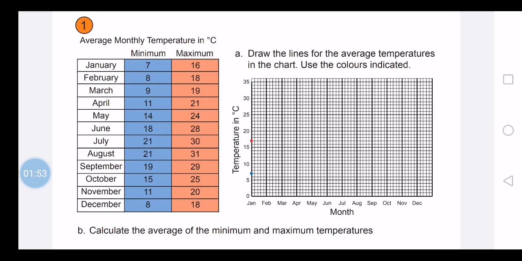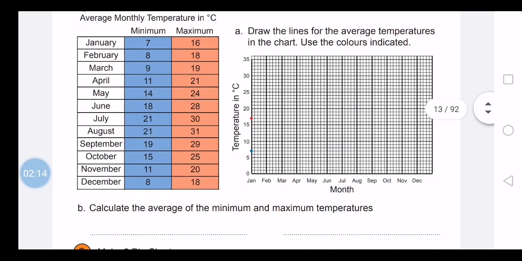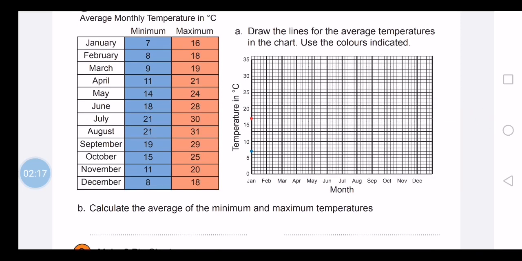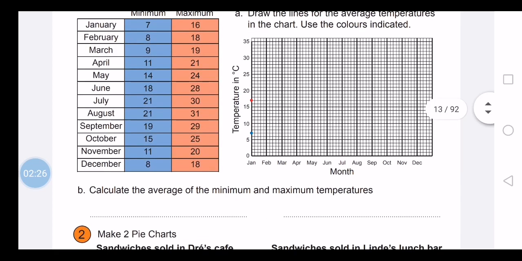So with a blue pen, you mark in all the minimum temperatures. You'd go to January, and we can see that January is already marked at 7 degrees Celsius. Then move across to February, and you need to mark 8 degrees Celsius. Move across to March, 9 degrees Celsius. And as you go, you can join one dot to the next with a straight line. It is very important that it's a straight line. So each point is connected to the point beside it with a straight line.